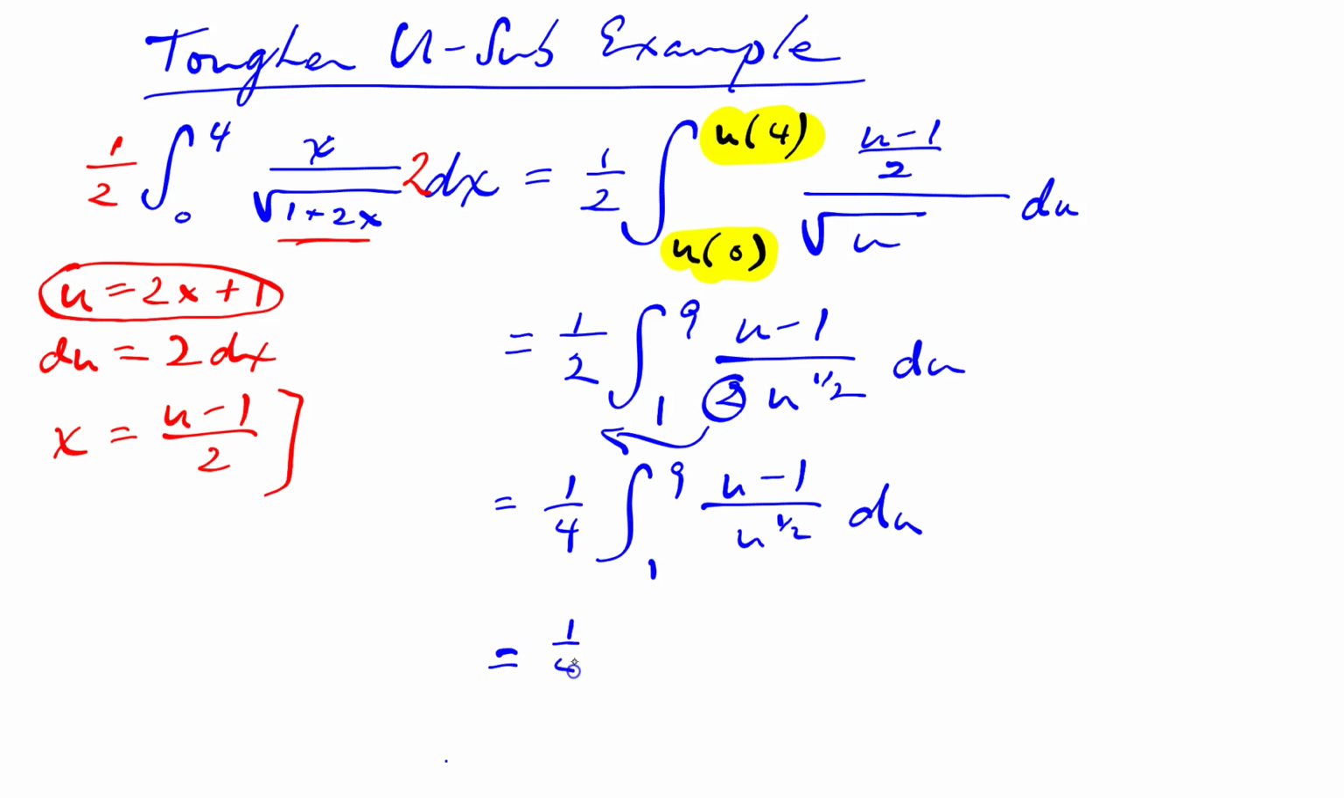And the next thing we're going to do is we're going to break the integrand. We're going to break that fraction into 2 pieces. And each piece is going to be simplifiable. So we'll get a u over u to the 1/2 minus 1 over u to the 1/2 du, like that.